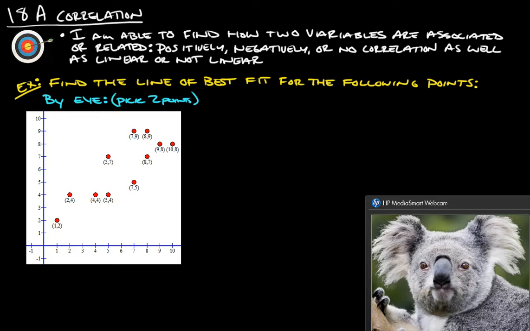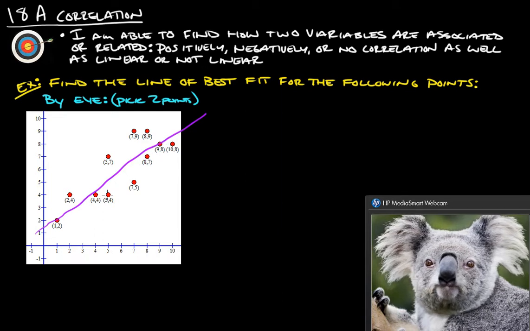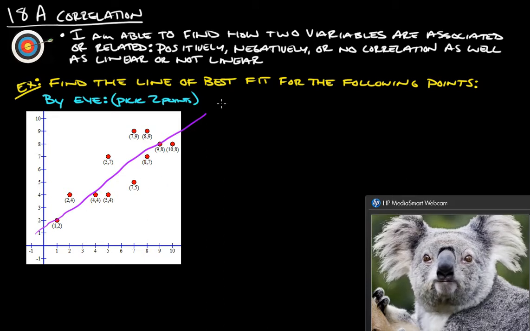I can't draw on there. That's all right. So 1, 2, and then maybe as we go through here, maybe the 9, 8. That looks like there's about the same on top as below. So isn't it a beautiful straight line? Yes. So let's use these 2 points, and we'll use those 2 points to figure out what the line of best fit would be. Okay, so this is the by eye method.